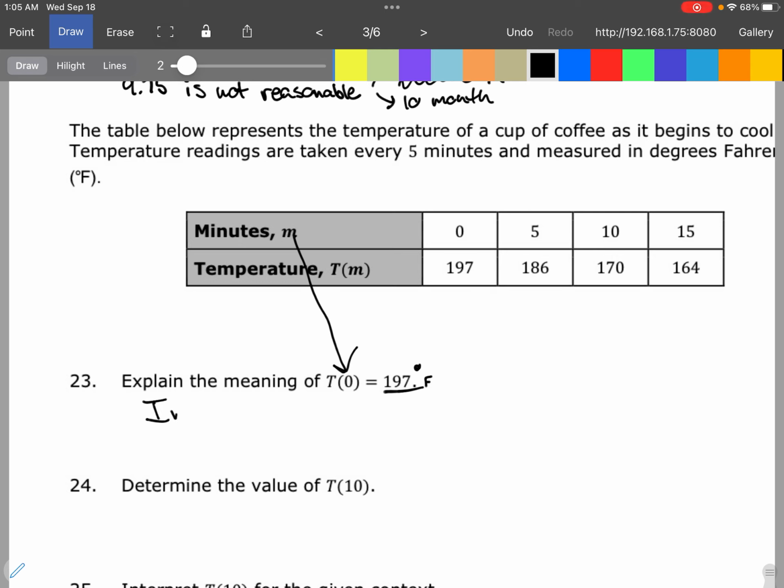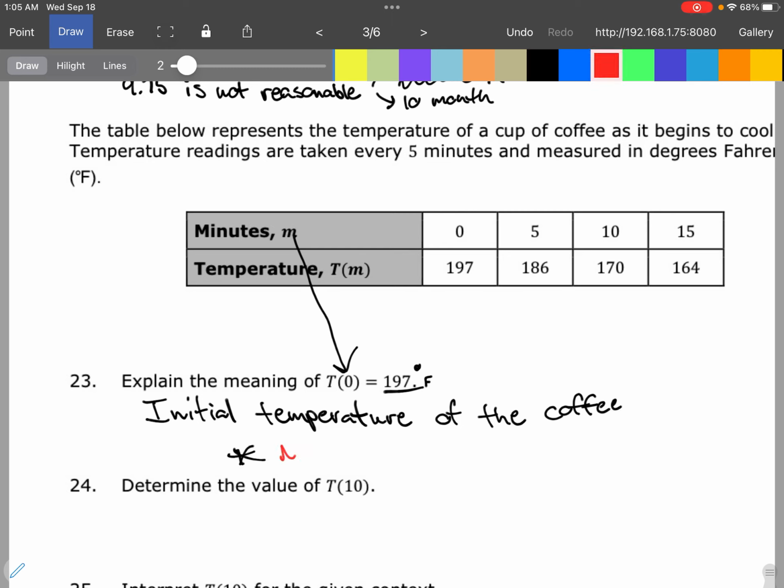So we're going to say initial temperature of the coffee. More to the notes. No time has passed, aka fresh brew. Alright, we're just being extra at this point.